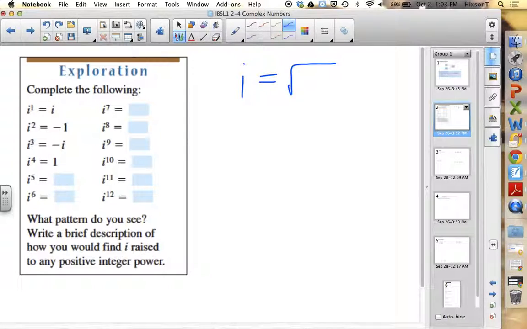Very good. The square root of -1. And if you remember that, then figuring out the other powers isn't too hard to do, okay? Because think about it. It's saying i squared is -1. Well, when you square a square root, those undo each other. Those are inverses. So you're left with just the radicand, -1. Okay? So that's why i squared equals -1.